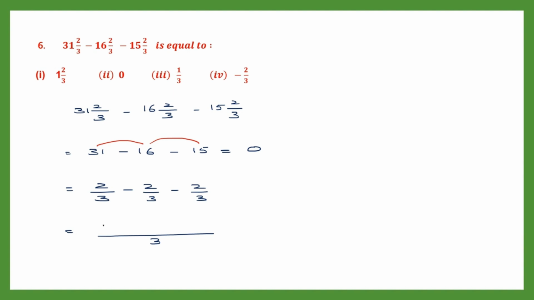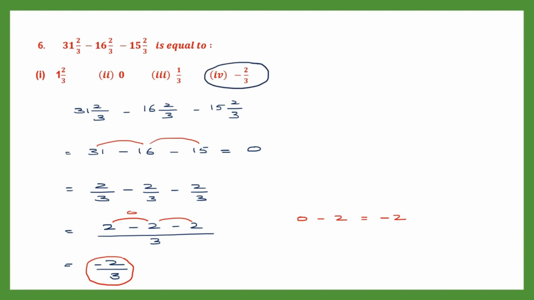Now let's write the numerators. 2 minus 2 minus 2. Now let's work on this. 2 minus 2 is 0. Now 0 minus 2 is how much? 0 minus 2 is minus 2, or negative 2. So this is minus 2. In the denominator we have 3. So what is our answer? Our answer is negative 2 by 3. And that is which option? Option 4. Negative 2 by 3 is our answer.